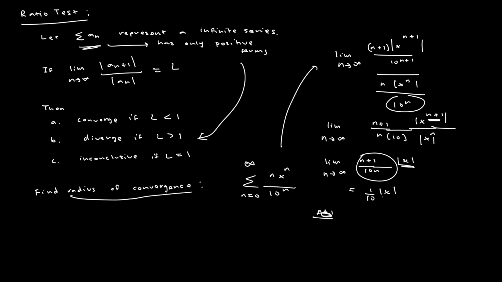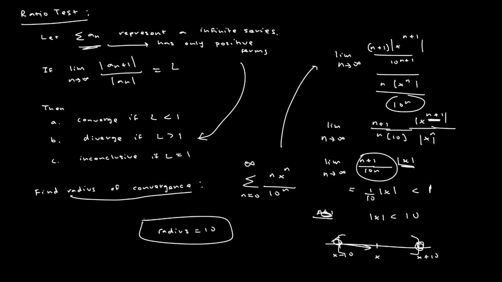So we need 1 over 10 times the absolute value of x to be less than 1 for convergence, and that tells us that the absolute value of x is less than 10. Therefore we know that x between minus 10 and plus 10 gives convergence, and at the endpoints we don't know for sure, but that doesn't affect our radius. So we found that the radius is simply equal to 10. So using the ratio test, we were able to find the radius of convergence.